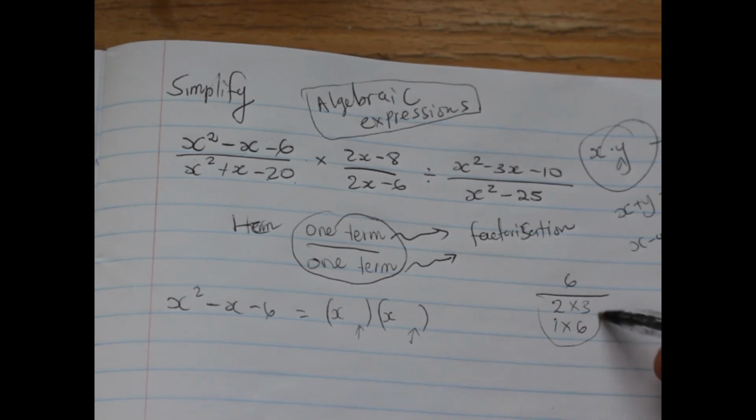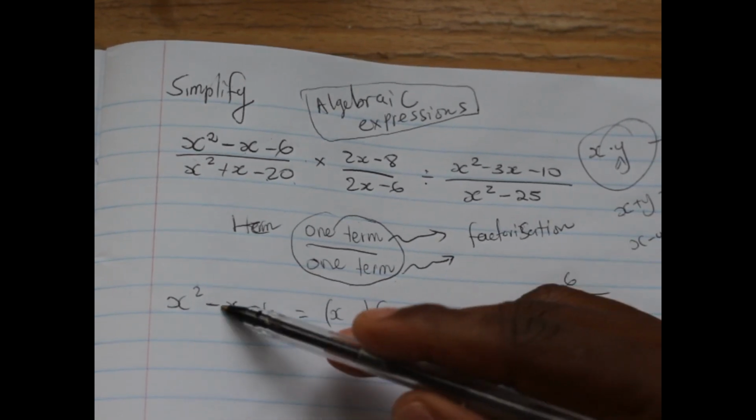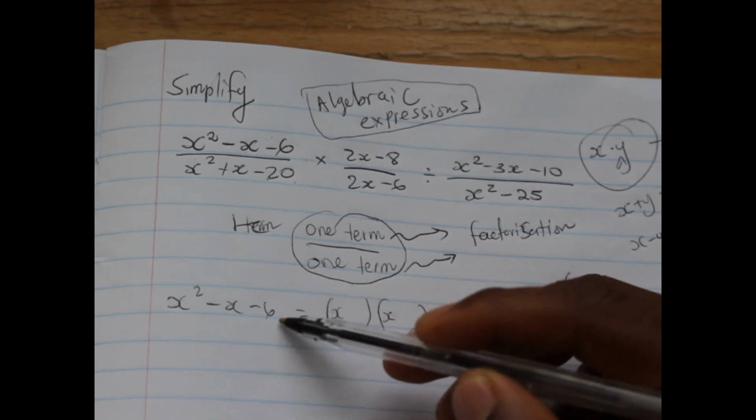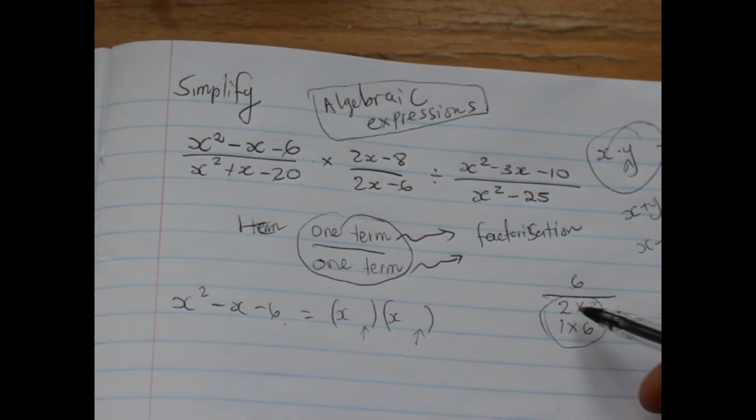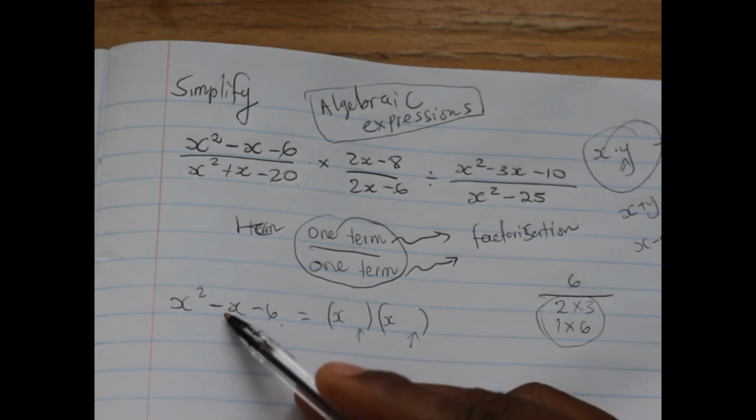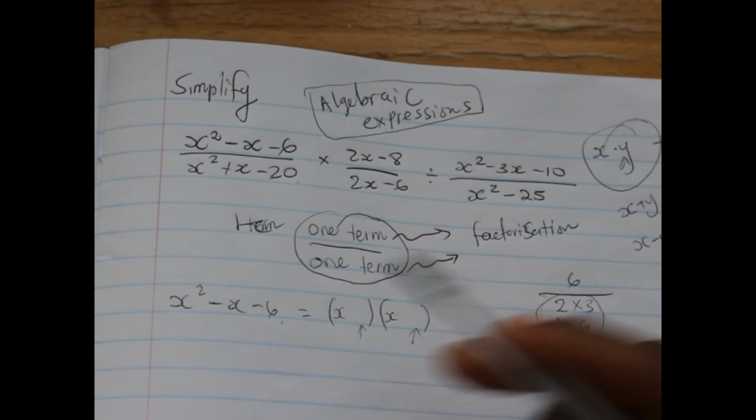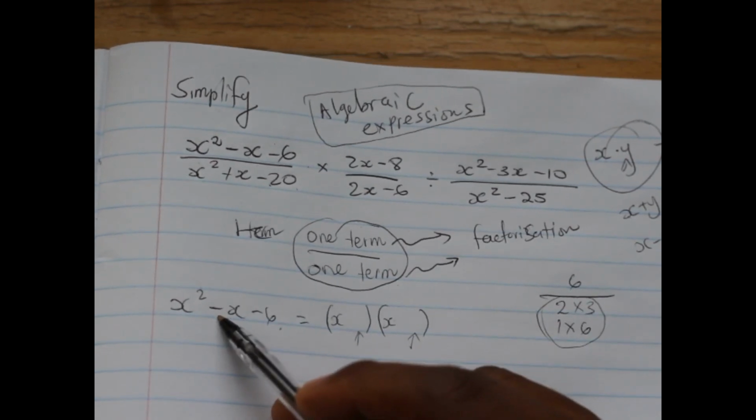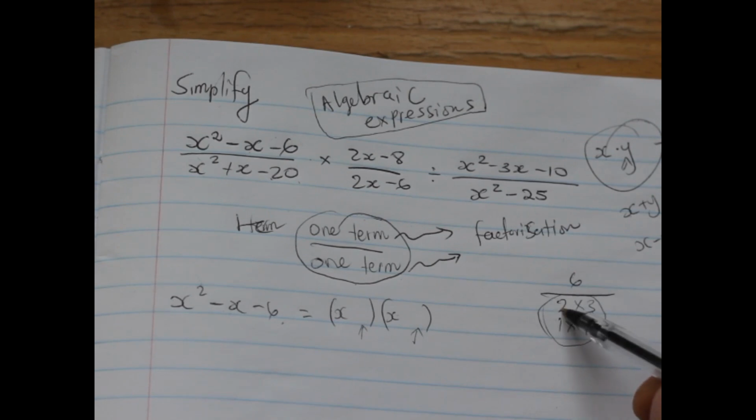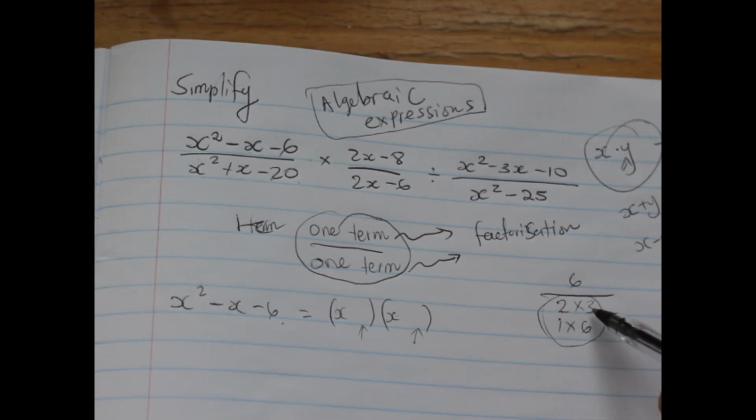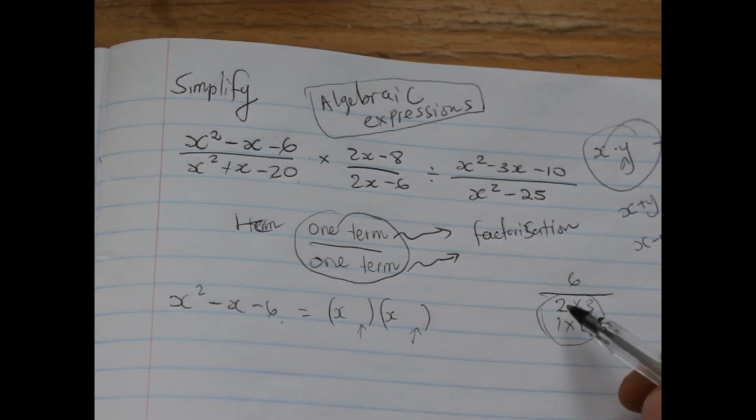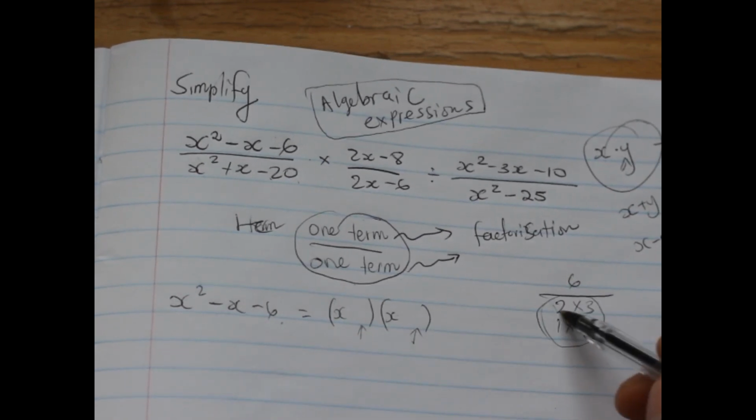Now, from the factors here, we need to find a combination that gives us -1 when added, but when multiplied, it needs to give us -6. So let's start off with the 2 and the 3. 2 plus 3 is 5, which is not -1. 2 times 3 is 6, which is not -6. Okay, let's tweak things around. -2 times 3 is -6, that's fine, but -2 plus 3 gives us +1, not -1. Then let's try keeping the 2 positive and making our 3 negative. 2 times -3 gives you -6, and 2 plus -3 gives you -1. So this is the pair that we're looking for.